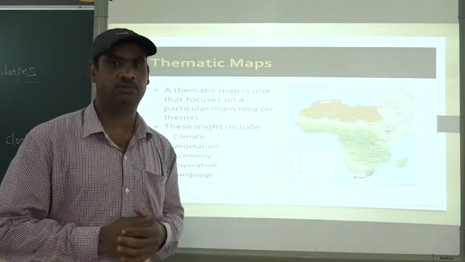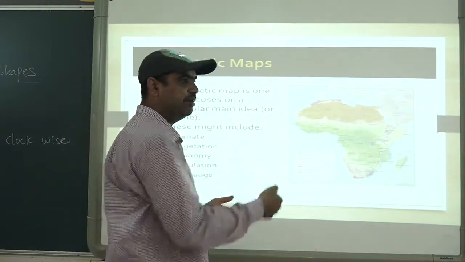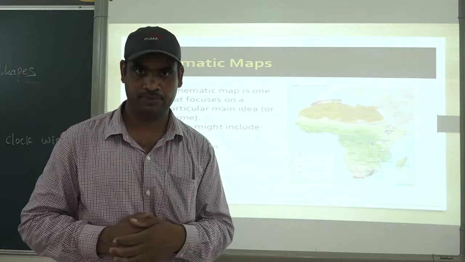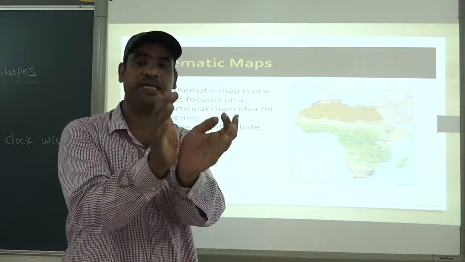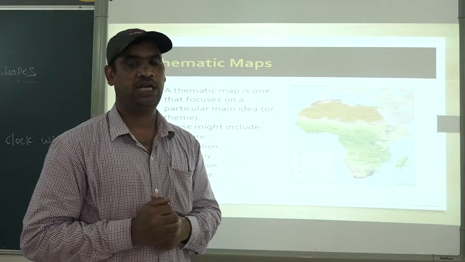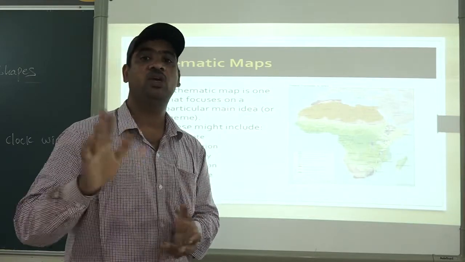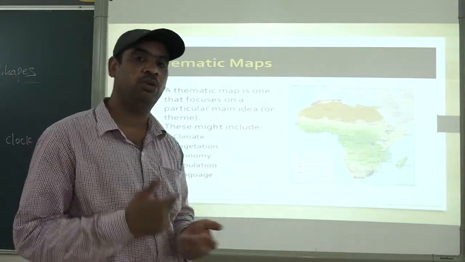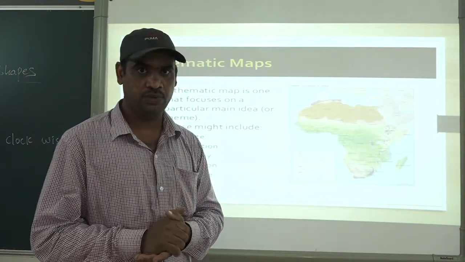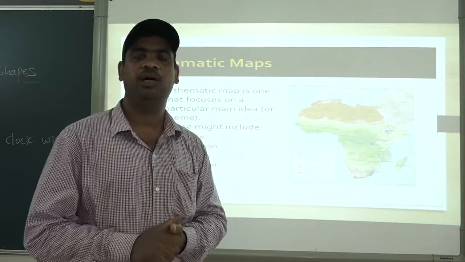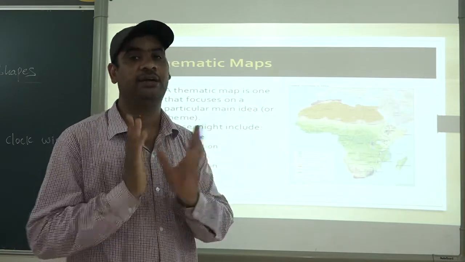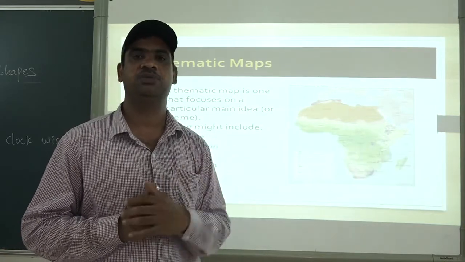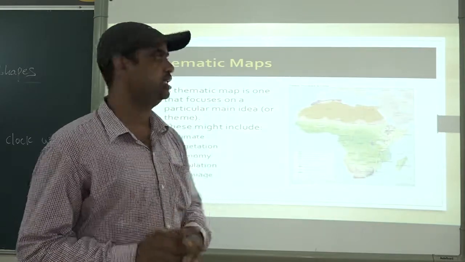For example, climate. If you want to show the India map and its climate, that can be called a thematic map because it is based on a theme, based on a subject. And what is that subject? Climate. So it will not focus on which are the states. Suppose we are studying the climatic map of India. In such a map, what will be the focus? Only climate. How is the climate of Jammu and Kashmir? How is the climate of South India? That only will be focused on in a thematic map.